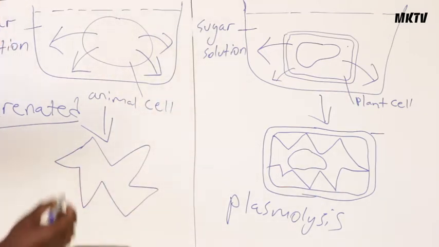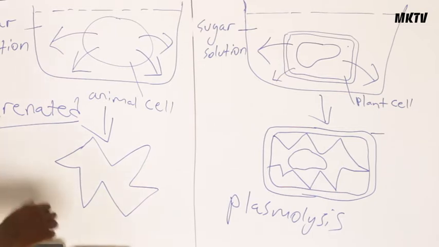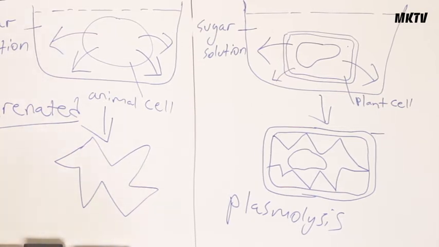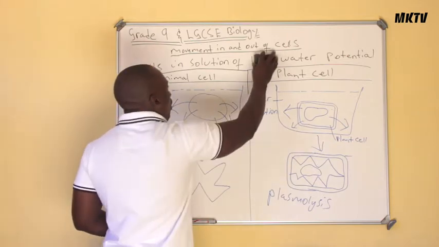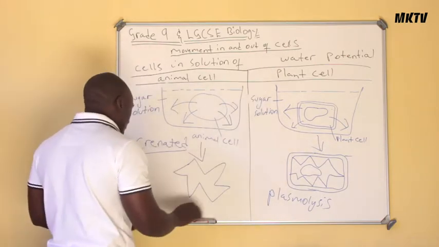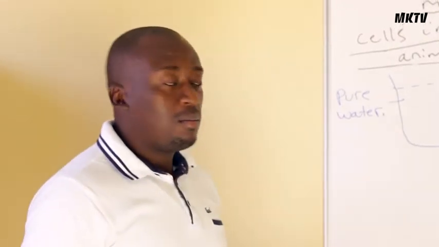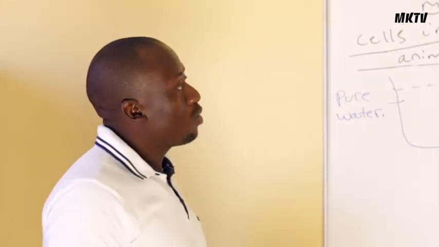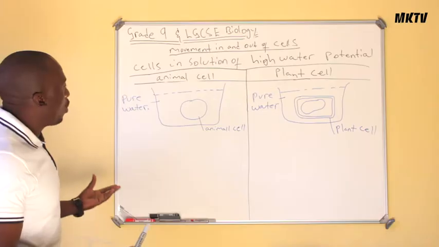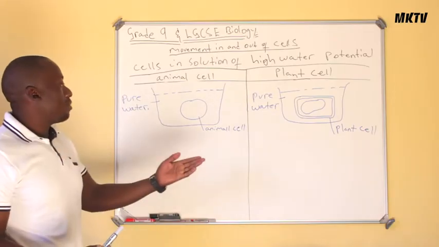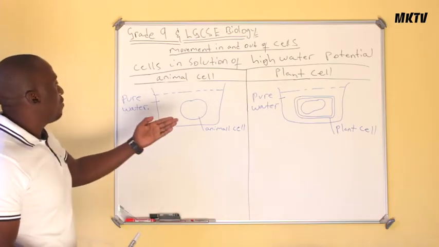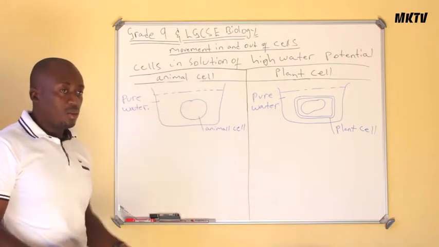Thank you very much. So now, let us go on to see the behavior of these cells when they are placed in a solution of high water potential. Okay, here we go again. Right now what we are going to do is show how a plant cell and an animal cell are going to behave in a solution of high water potential.